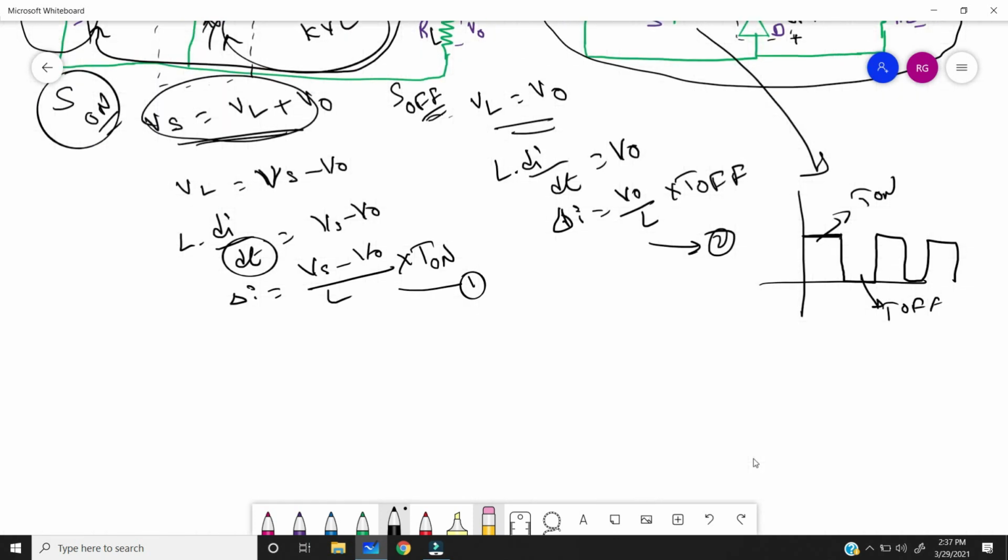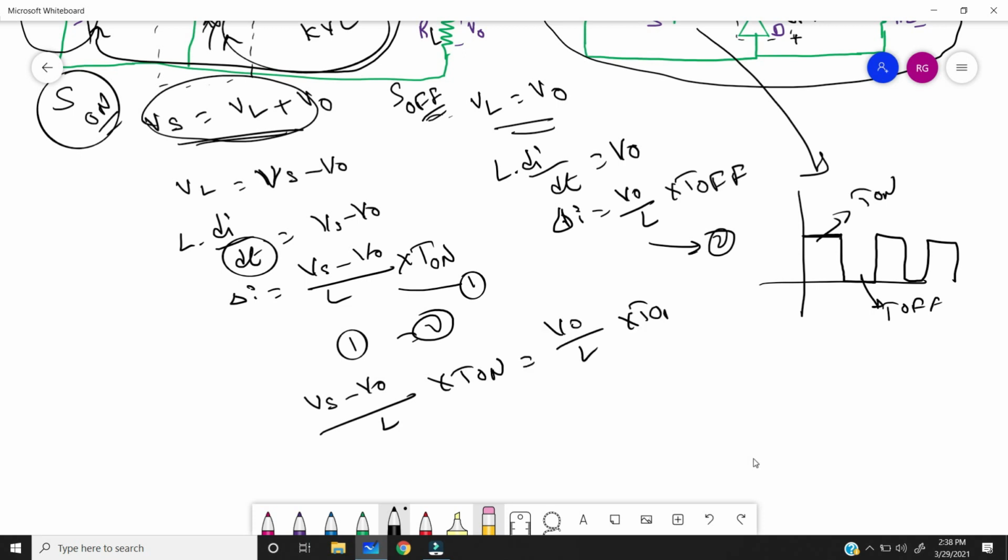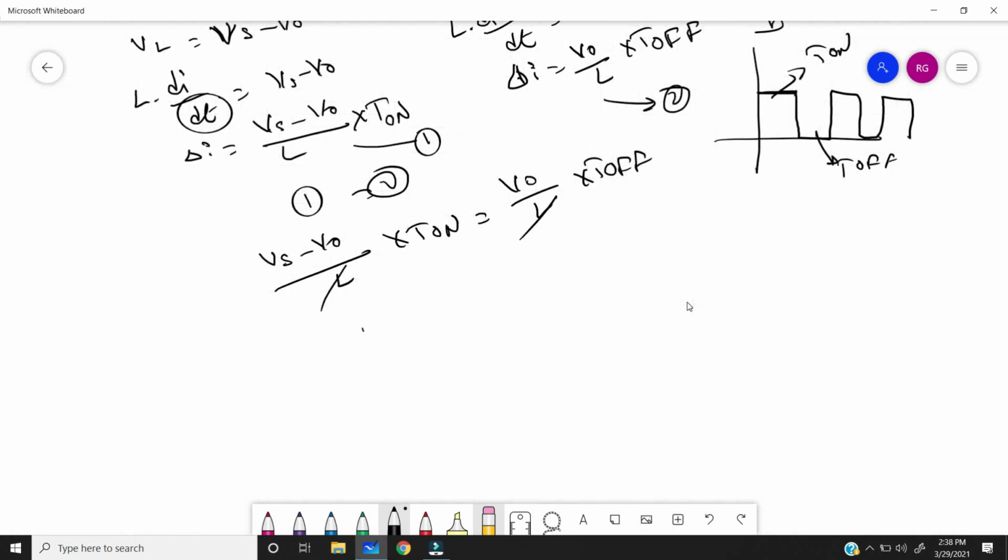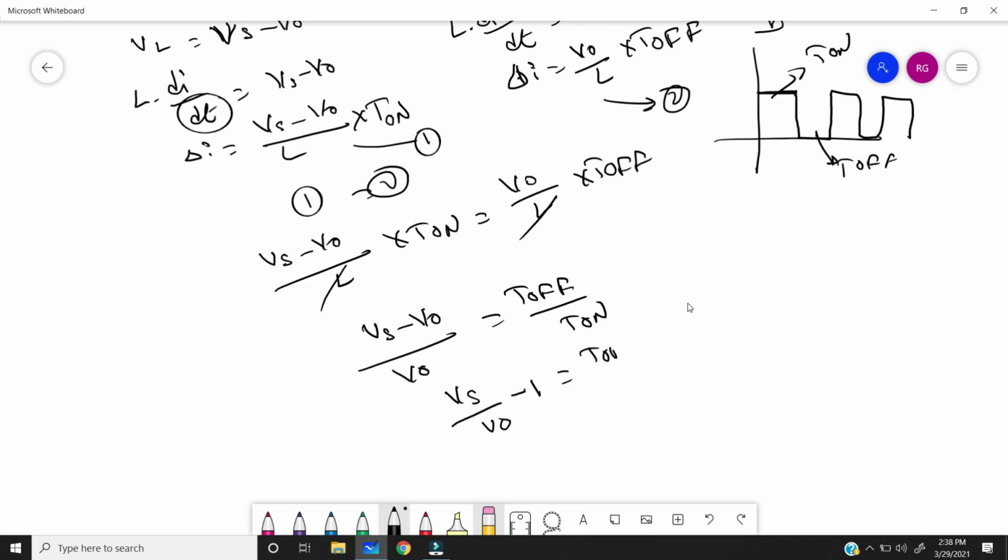If you equate 1 and 2, what will happen? We get (Vs minus V0) by L into T on, and that is equal to equation 2, which is V0 by L into T off. That's it, right? Both L's are cancelled and what do we get? We get (Vs minus V0) by V0 is equal to T off by T on. That's it, right? And I can rewrite this as Vs by V0 minus 1, that is equal to T off by T on.